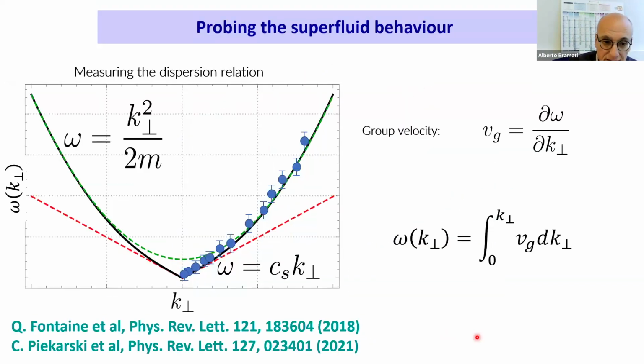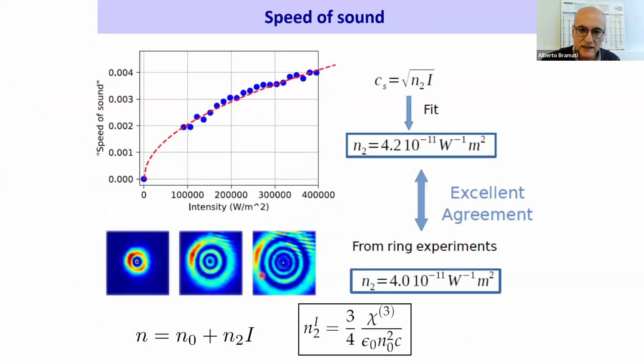Of course, this was done at a specific intensity, so the value of the speed of sound is fixed. So in order to verify that the speed of sound follows the right dependence on the density, on the intensity of the light, we have to perform the experiment for different intensities and verify that it is indeed proportional to the square root of the intensity. This is what we have done.